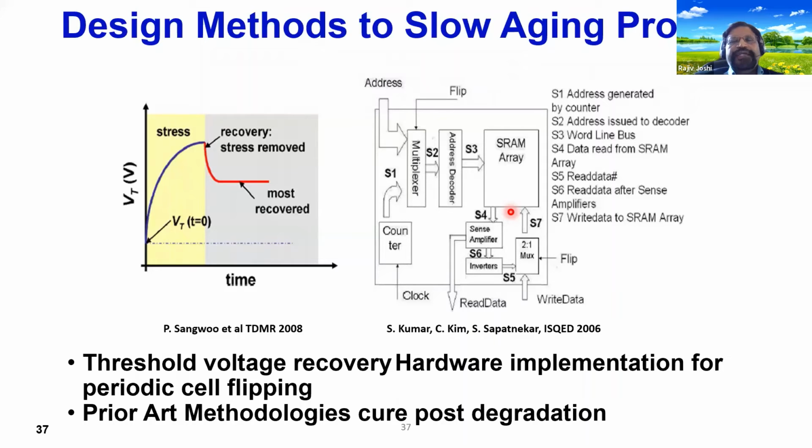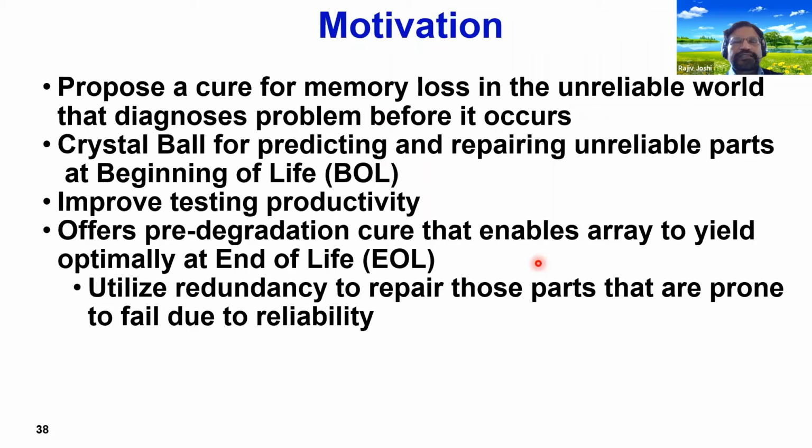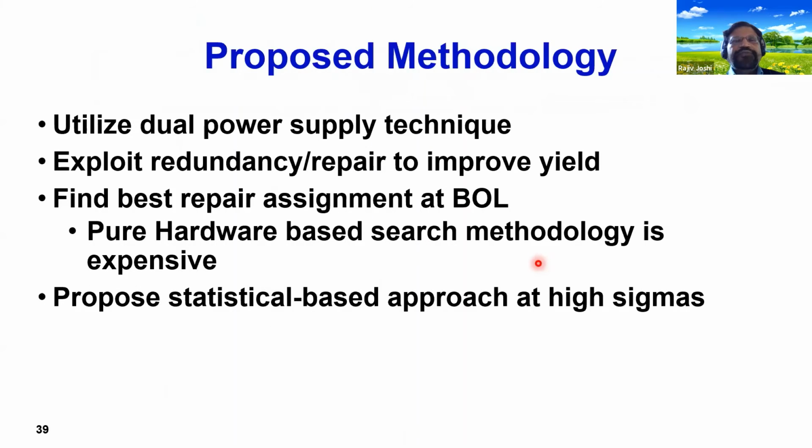Now, if we can predict it, first of all, then I think that would be better. So these are hardware techniques which are used, right? So the idea is to propose a technique, and again, extend our mixture importance sampling in this domain. So how did we do that? We utilized dual power supply technique, exploit redundancy repair to improve yield, and find the best repair assignment at beginning of life. And a pure hardware-based search methodology is very expensive. So we propose a methodology also, which will help us to reduce the hardware testing time using this method.